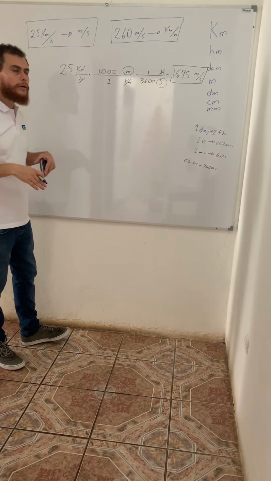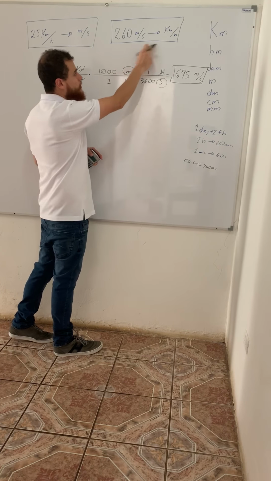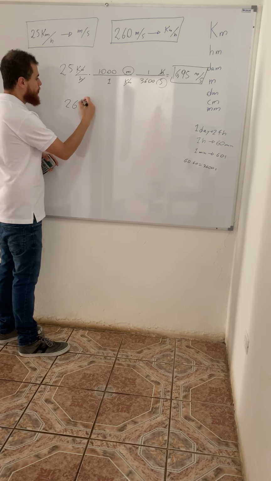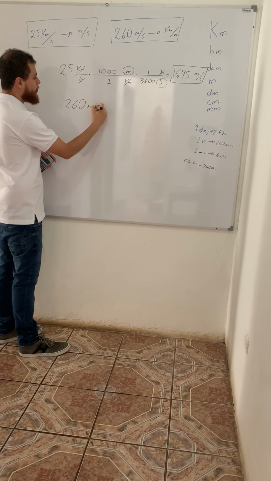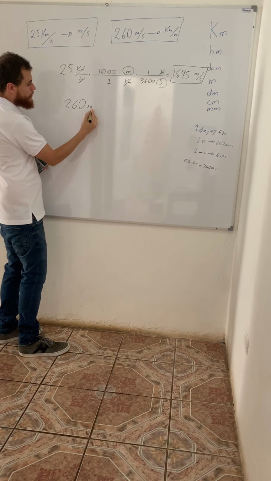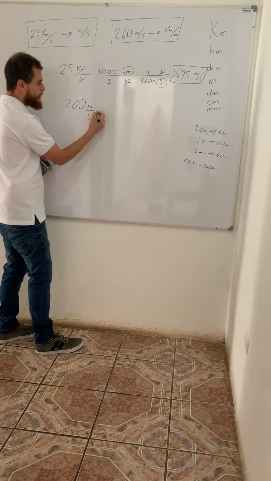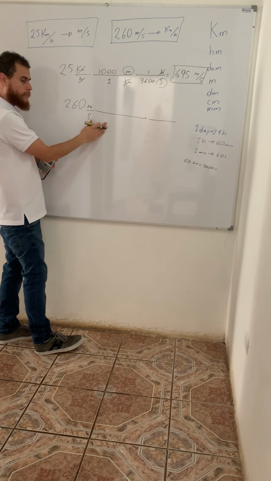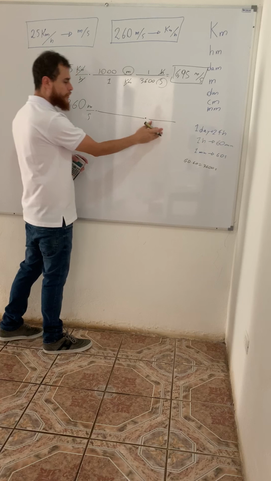Now, if I want to go the other way around and change from meters per second to kilometers per hour, I'm going to do the following. Again, I'm going to start by putting it as a fraction. And I'm going to make my two lines. One for distance, one for time.